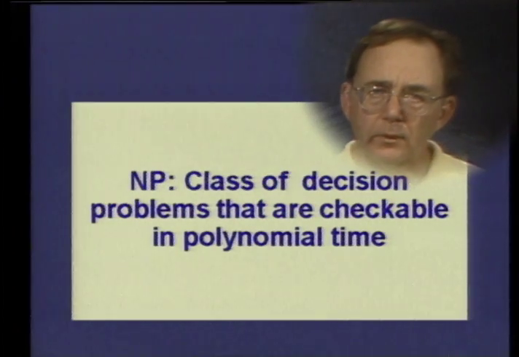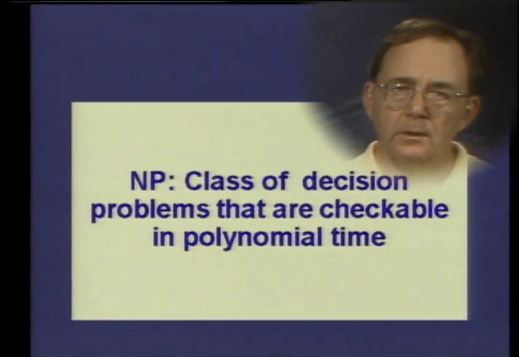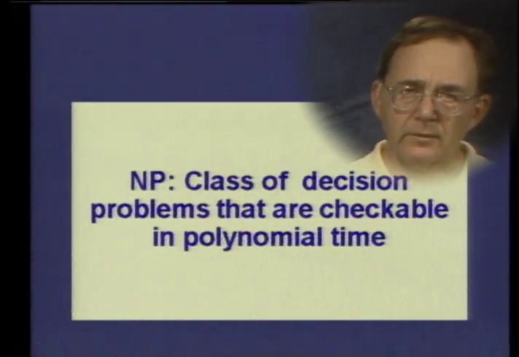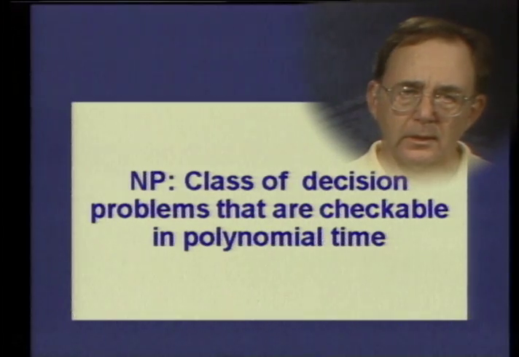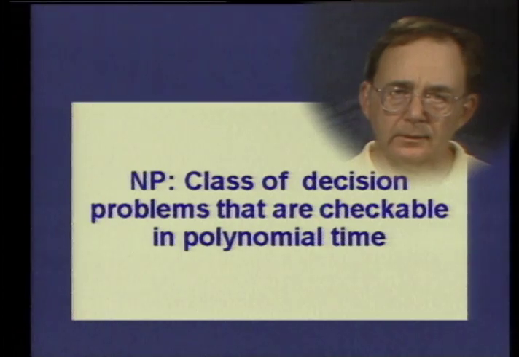Now we need one more key definition before we can approach the main results of our theory. It turns out that most of the combinatorial problems that arise in applications have a characteristic form which is captured by the definition of a class of problems called NP.